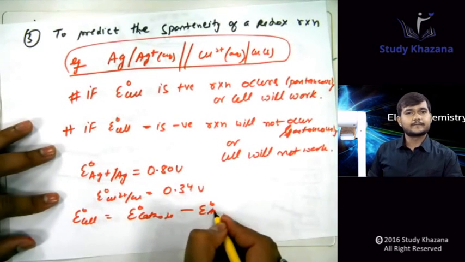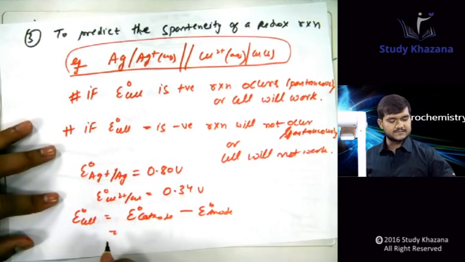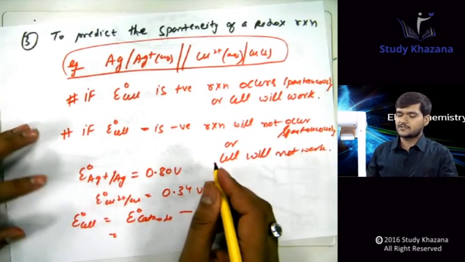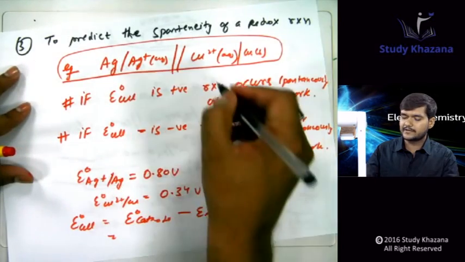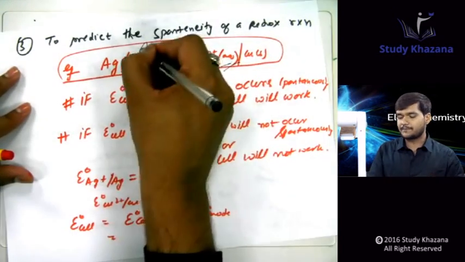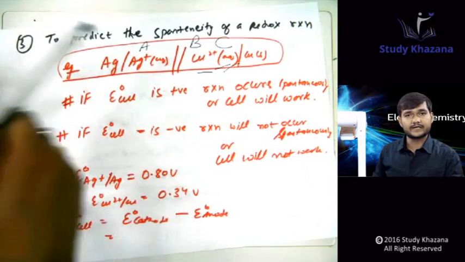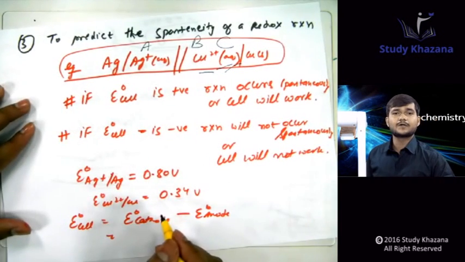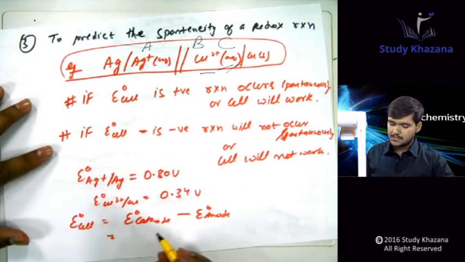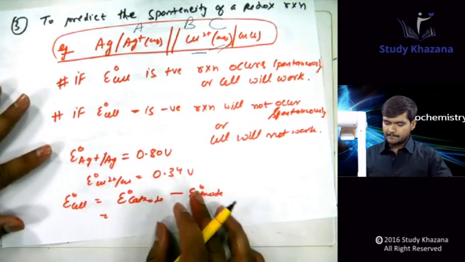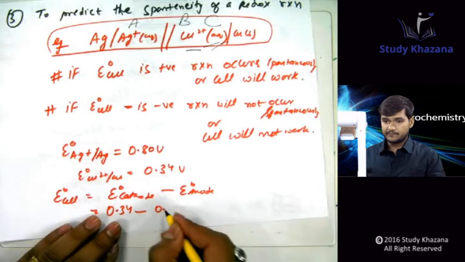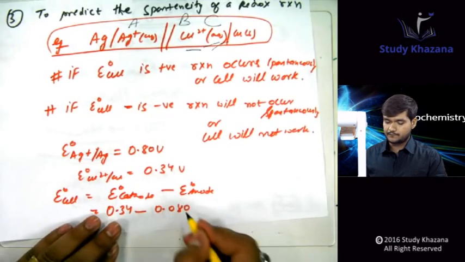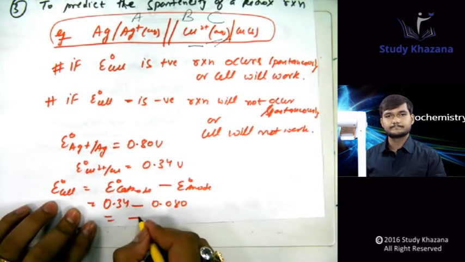Now what is the cathode here? In the cell representation you can easily tell me. Copper. Yes, you already know the ABC rule. So copper is your cathode here, and silver is your anode. So what is the formula? Cathode minus anode. So 0.34 minus 0.80 will give you negative 0.46 volt.